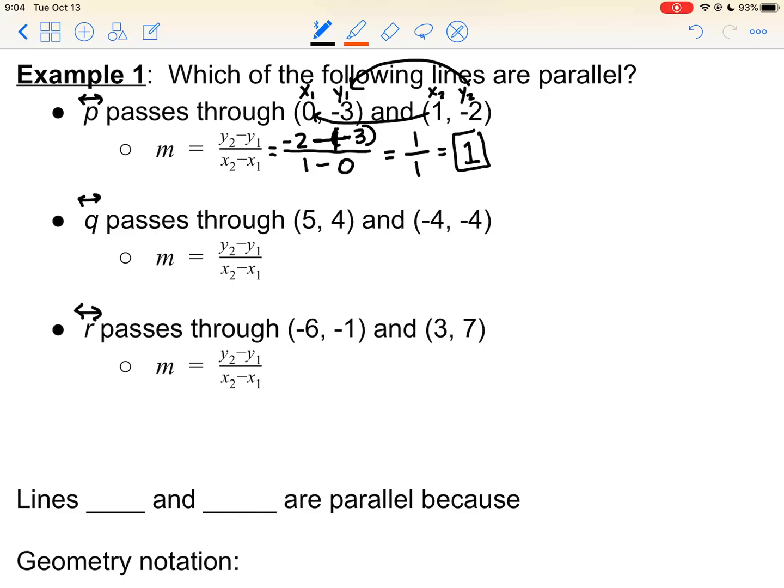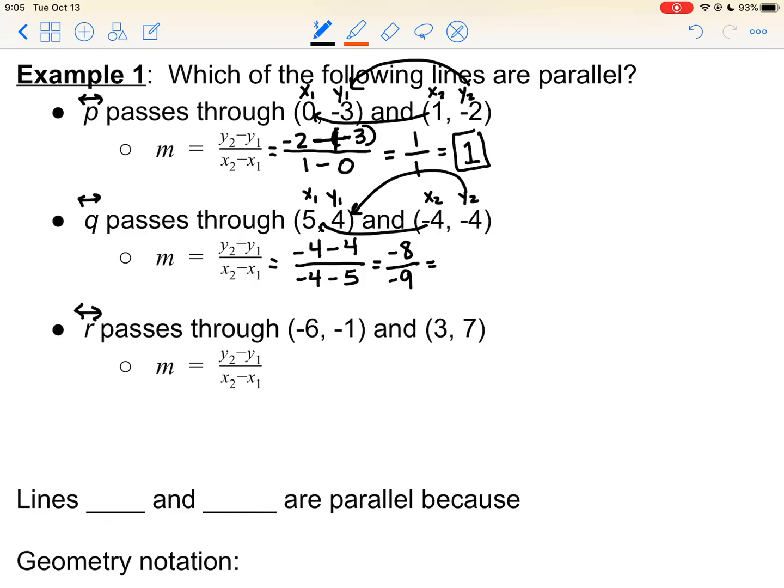For our next line, let's label x1, y1, x2, y2, and plug those into our slope formula. So for the top, that's y2 minus y1, negative 4 minus 4. And for x2 minus x1, that is negative 4 minus 5. So as I go through and simplify, negative 4 minus 4 is negative 8. On the bottom, negative 4 minus 5 is negative 9.